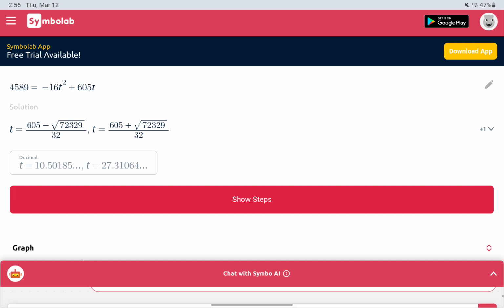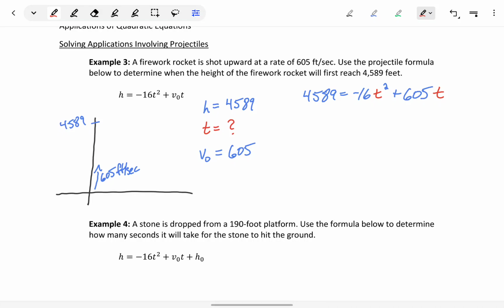The rocket will continue shooting up into the sky, but eventually has to drop back down. It will hit that same height a second time. That's what the 27.3 represents. Since we want just that initial height, then we would say that t is approximately 10.5 seconds. So after 10.5 seconds, that firework will first reach that intended height.